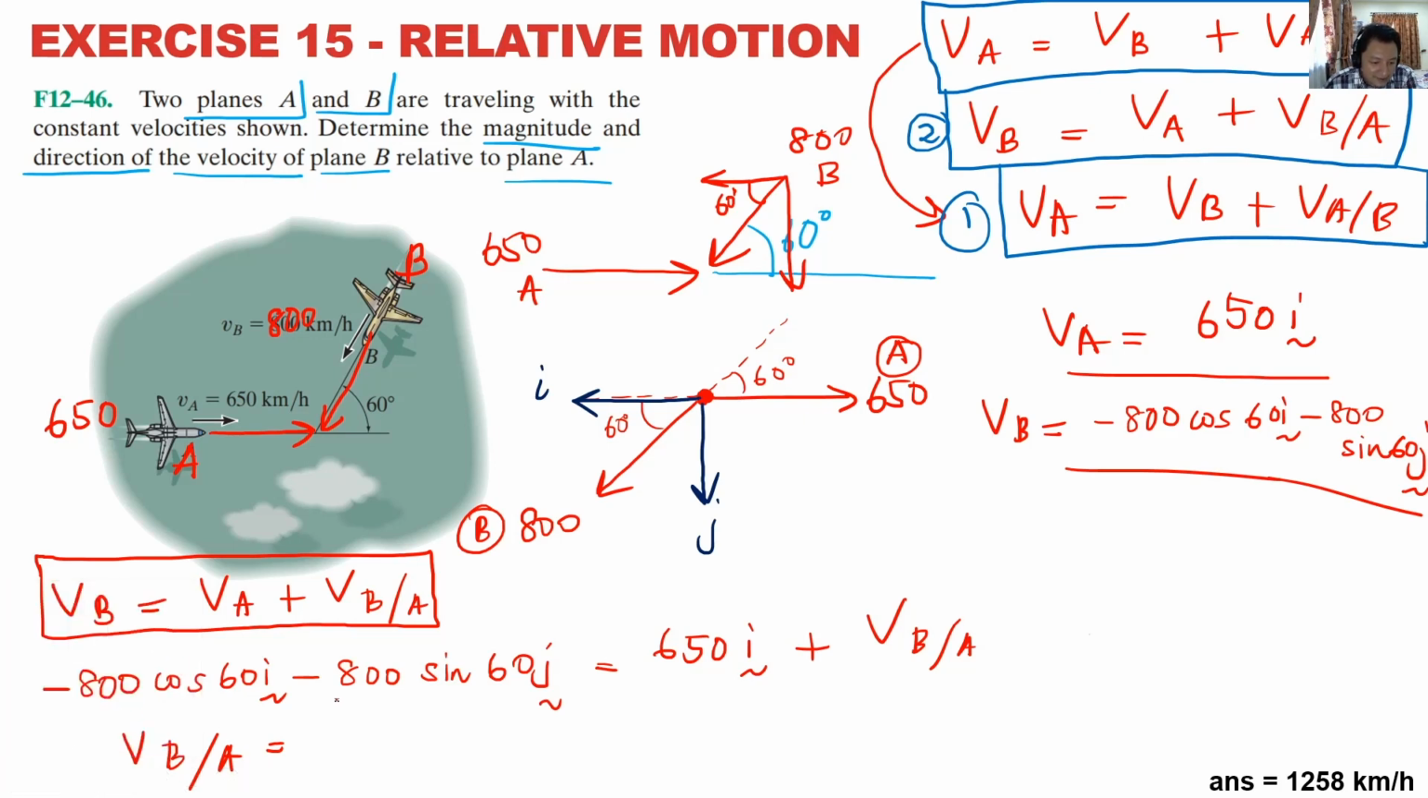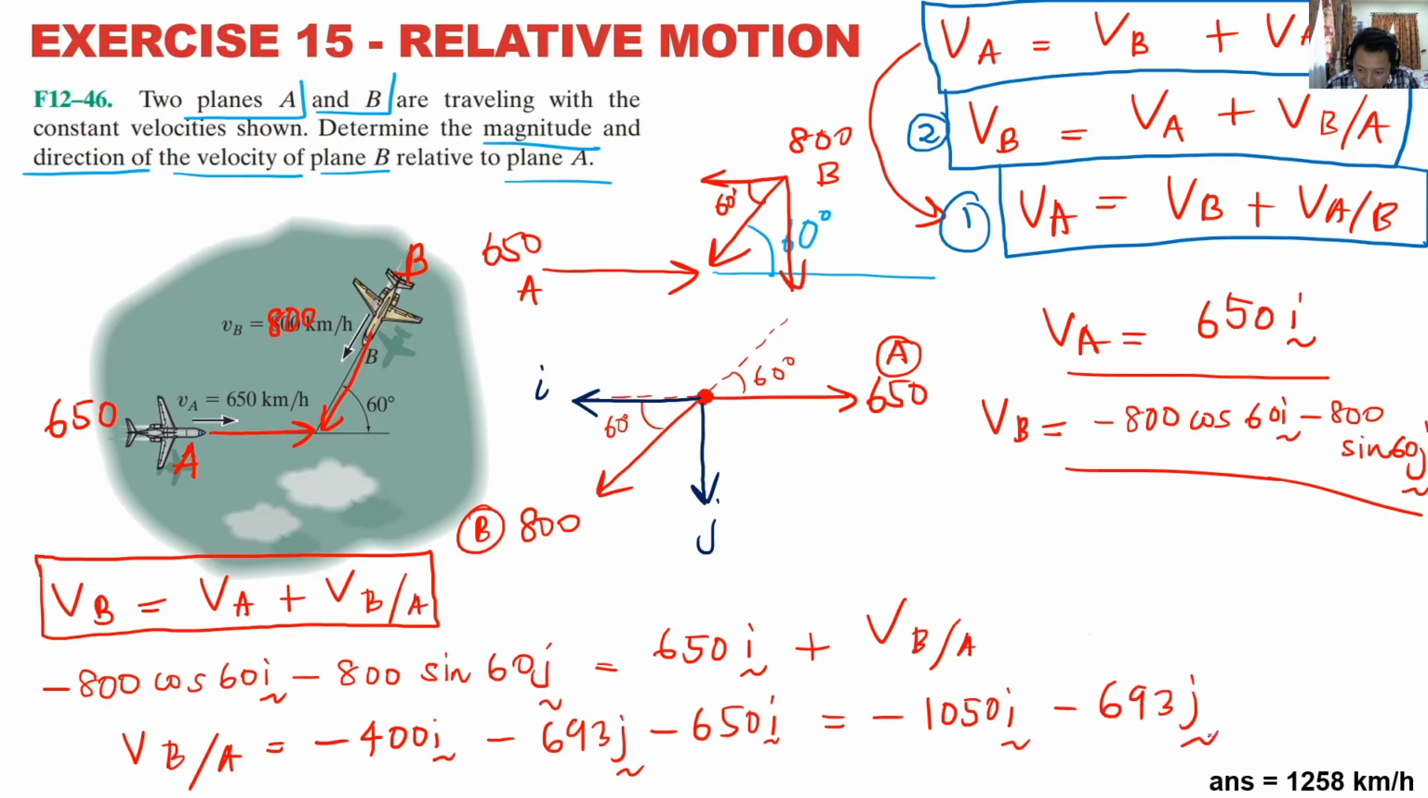Okay, we're almost there. 800 cos 60 is 400. Negative 400i. Minus 800 sin 60, which is 693. 693j. 650 goes to the left so it's negative, minus 650i. So continue. Negative 400, negative 650, negative 1050i minus 693j. So this is the final answer.